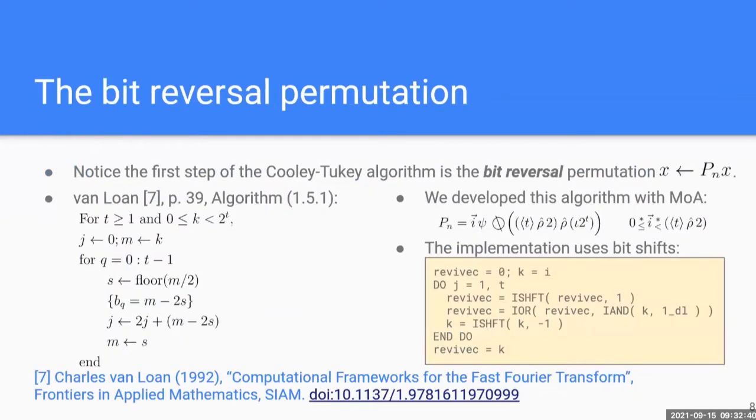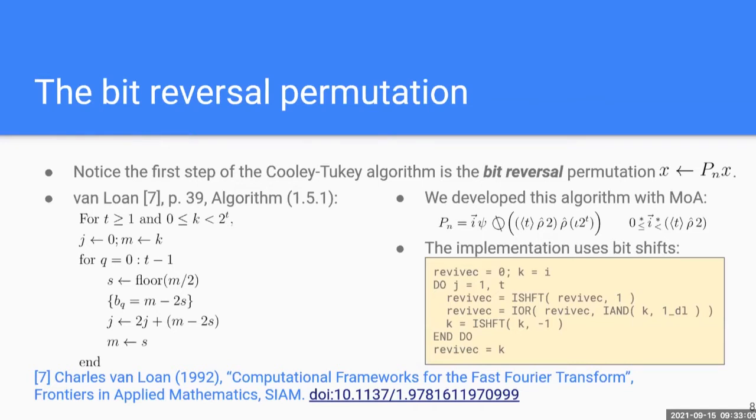So here's the meat, starting with Van Loan's. Now, if you go back and look at Van Loan's algorithm, he does the bit permutation first, and then he does the FFT. Well, we discovered through our experience that it's best to do the bit reversal and FFT at the same time.